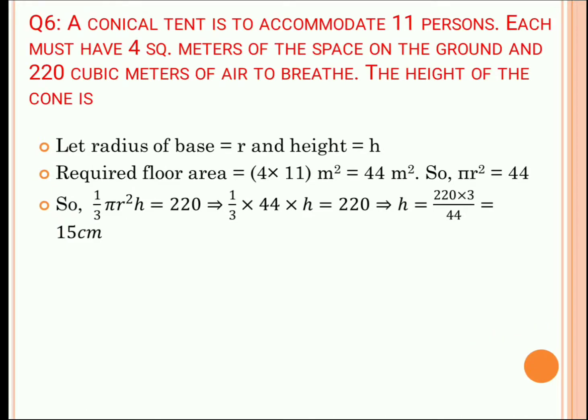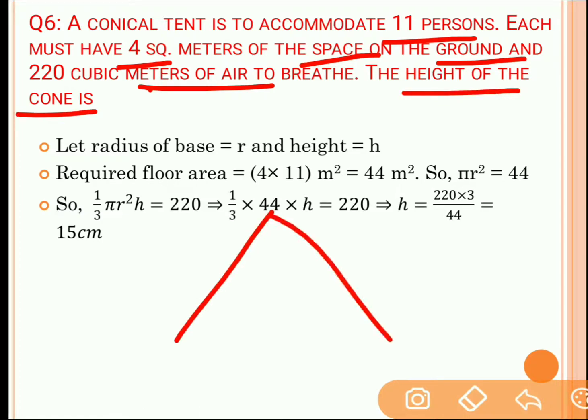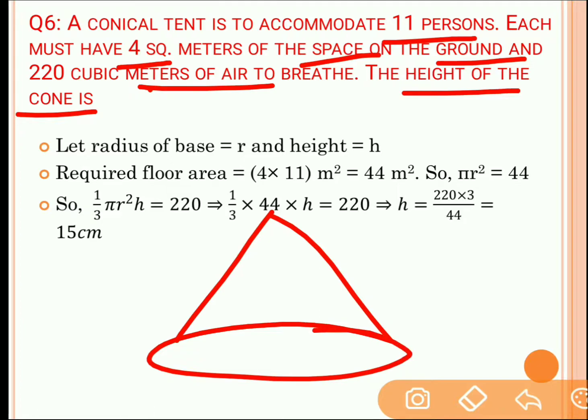Next problem, question number 6. A conical tent is used to accommodate 11 persons. Each person occupies 4 square meter of space on the ground and 220 cubic meter of air to breathe. Find the height of the cone. So we have a conical tent over here. This conical tent is used to accommodate 11 persons. So there are 11 persons in this conical tent.